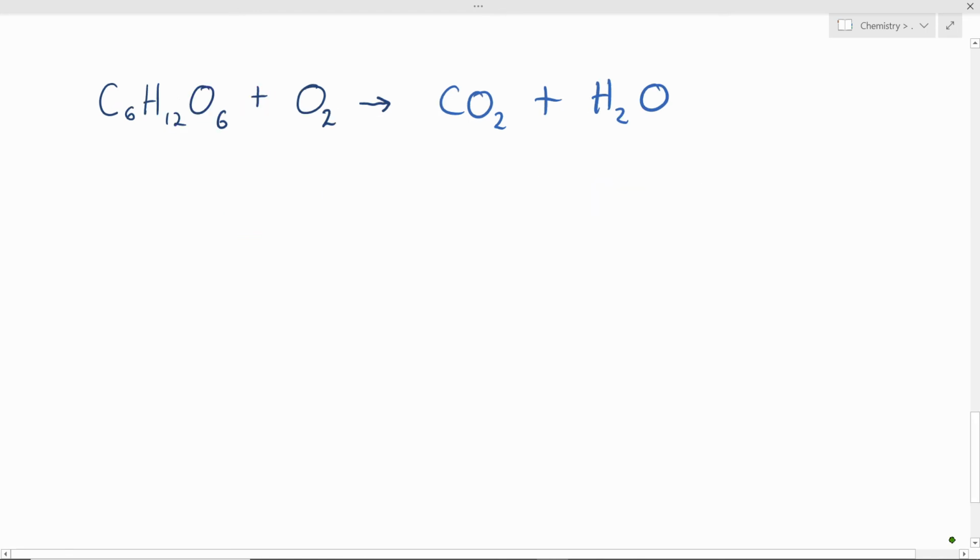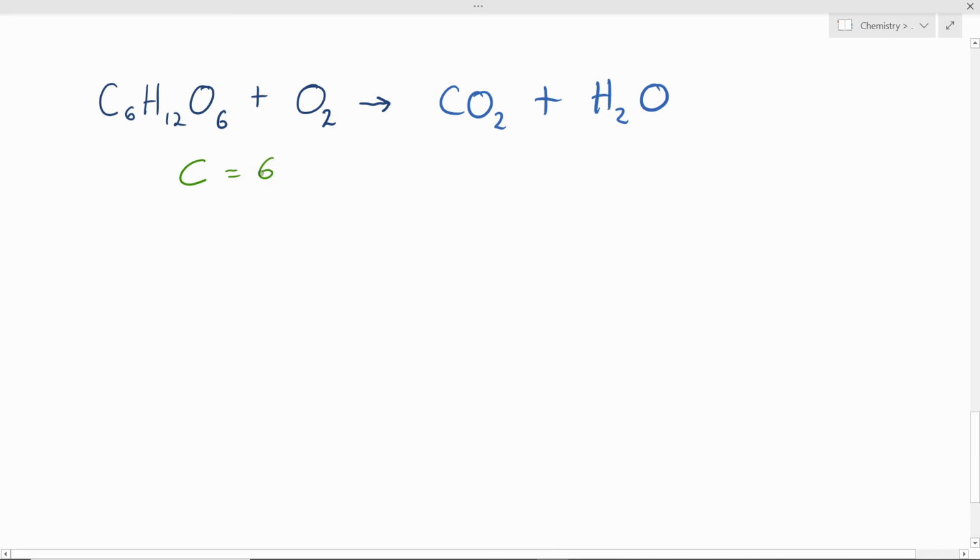All right, now we have our final example here. We have this glucose molecule here, which could be referred to as a simple sugar, plus the oxygen gas, and yields CO2 plus water. We follow the same steps again to balance this equation.